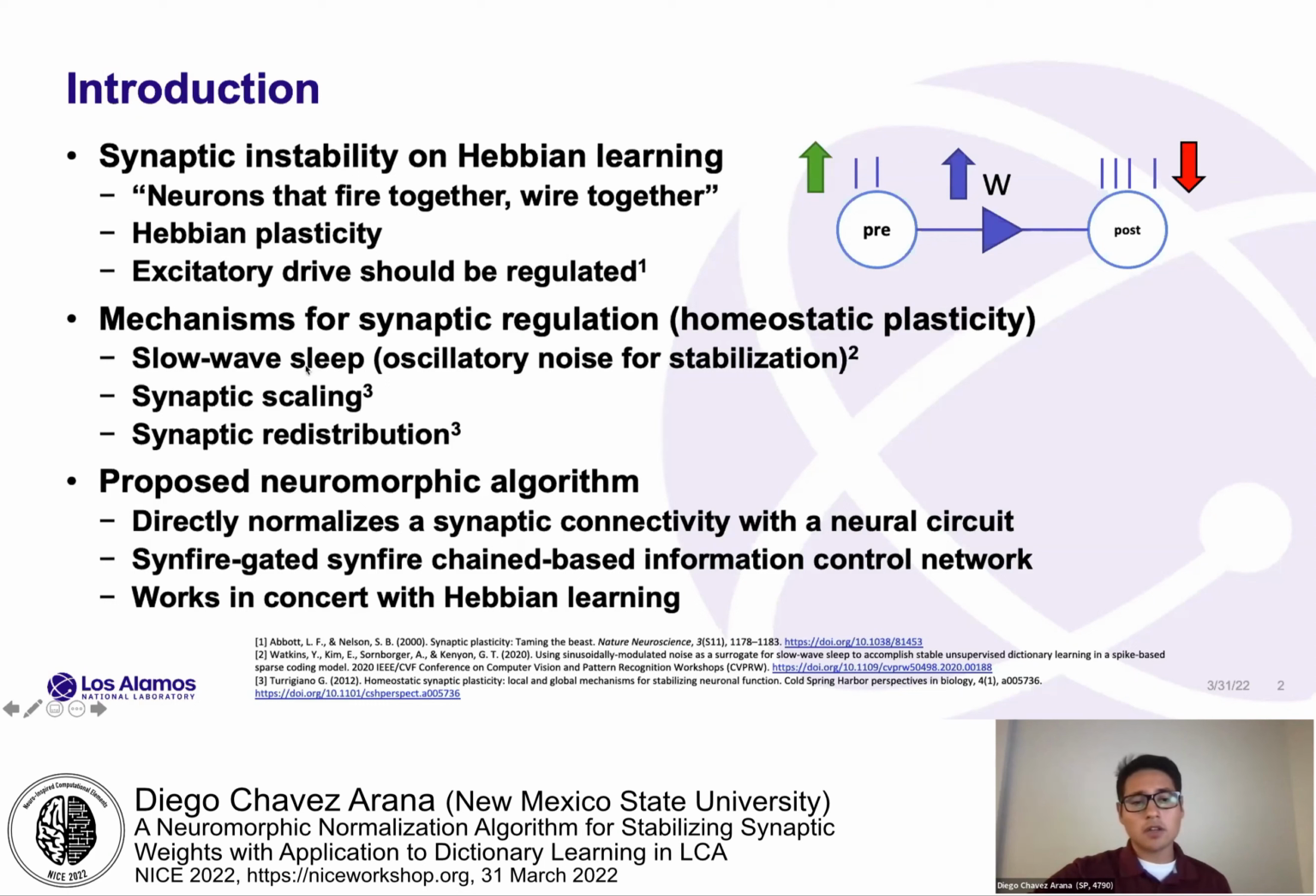One of them is called slow wave sleep. Other ones involve synaptic scaling, which consists of globally adjusting all the synapses based on the level of activity, or synaptic redistribution. In this work, we propose a neuromorphic algorithm that directly normalizes synaptic connectivity with a neural circuit, using a SymFire-gated, SymFire chain-based information control network, which works in concert with Hebbian learning.